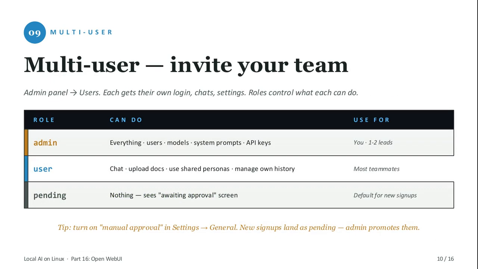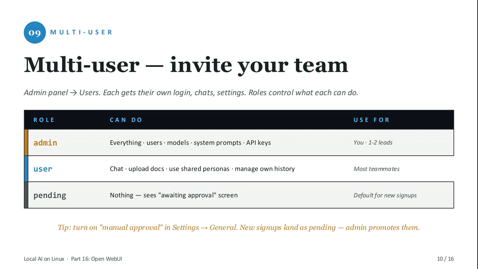Once that server ops buddy exists, you'll want the rest of the team using it. Head to the admin panel, open users, and you've got 3 roles to work with. Admin gets the keys to everything. Keep that to yourself and maybe 1 backup. Most teammates land in user. They can chat, upload docs, use the personas you built, but can't touch system settings.